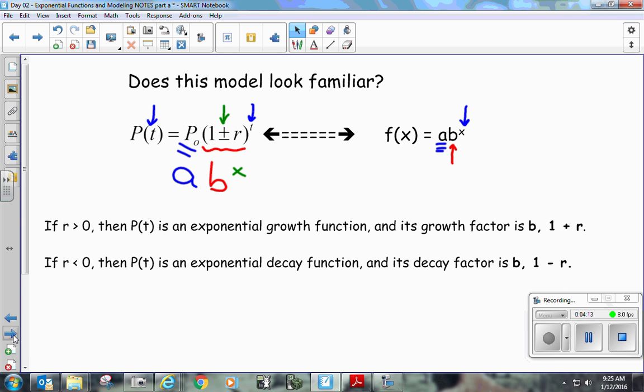So you just compare it to the number 1. Is it bigger than 1? Then I probably added something to it, so it's growing. Is my value less than 1? Then you probably subtracted something from it, so it's decaying. Not rocket science.